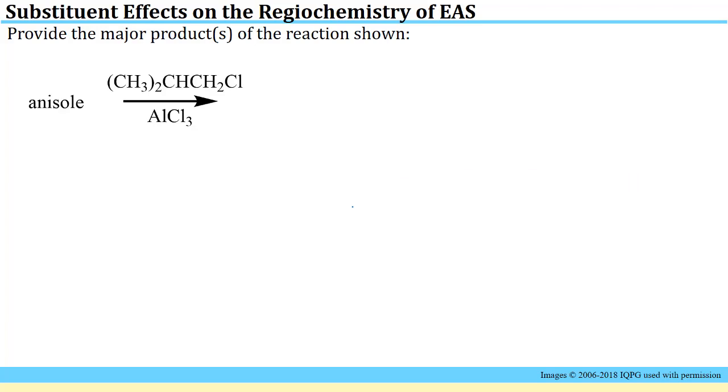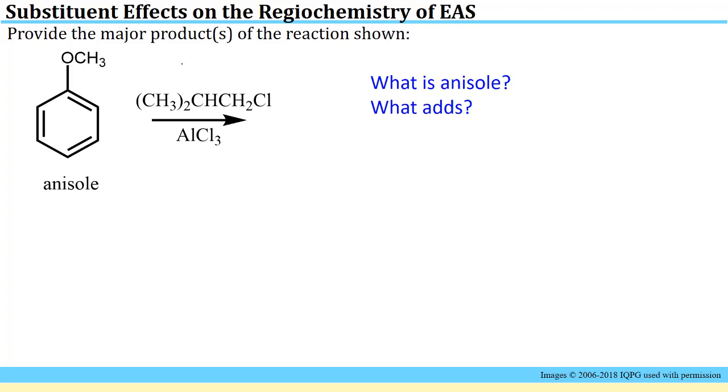Now you might come across some of these provide the major product questions where whoever's asking the question of you is also trying to test a little bit of nomenclature. So instead of drawing a structure for you, they might say, well, what happens when anisole reacts under these conditions? So first we need to know, what is anisole? Well, anisole, hopefully you'll remember, is a benzene with a methoxy group on it.